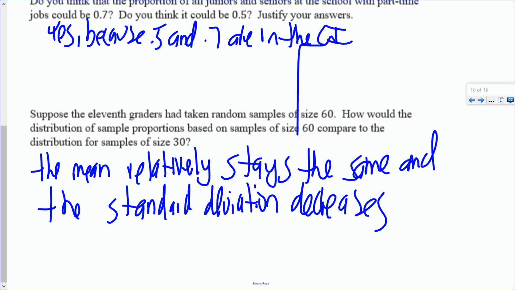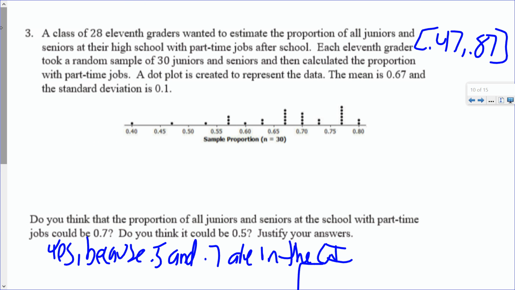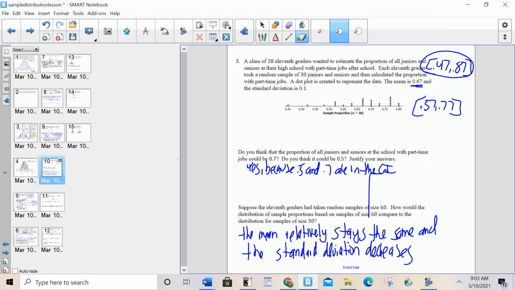So basically what would happen is my mean would stick around 0.67, but my confidence interval would probably get tighter to 0.67. Maybe it would be 0.57 to 0.77. All the values would be closer to the mean. I don't know that for a fact, but in general, it's going to get closer to the mean. It's going to be a smaller range for the confidence interval. That's just me speculating the exact values there, but that's what's going to happen.